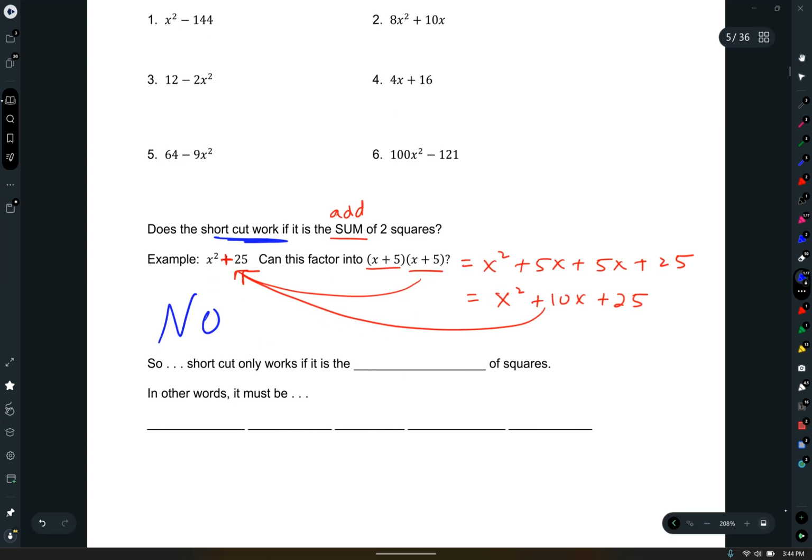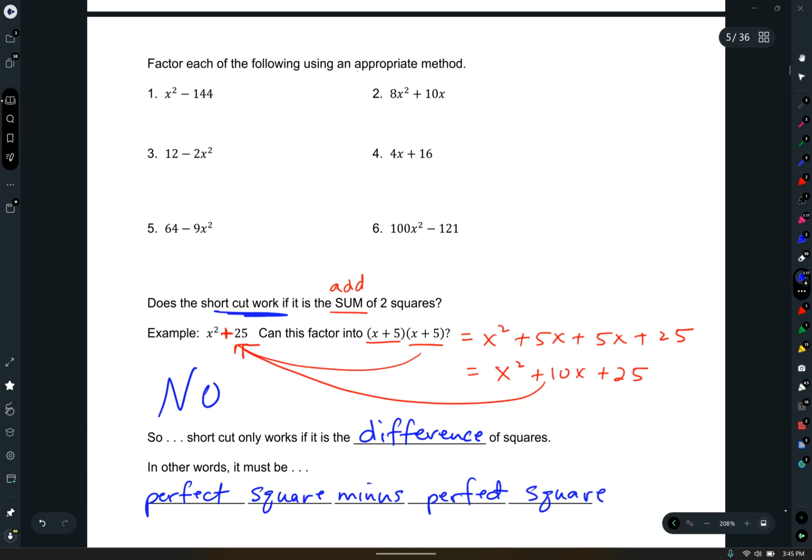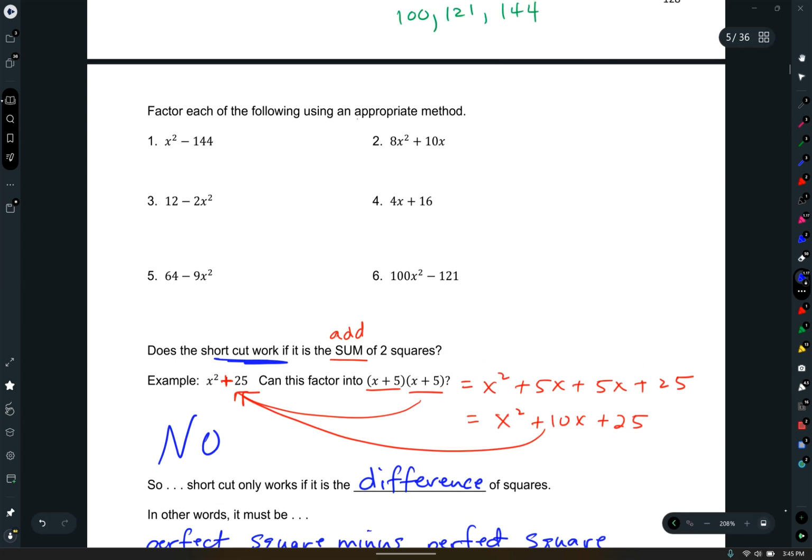So the shortcut only works if it is the difference of squares. In other words, it must be a perfect square minus a perfect square in order for it to be the shortcut. Okay, so the reason I wanted to clarify that first is because now look up here at this part. Notice it says factor each of the following using the appropriate method. So I'm not telling you if it's a common factor or if it's difference of squares. You have to choose and then factor it.